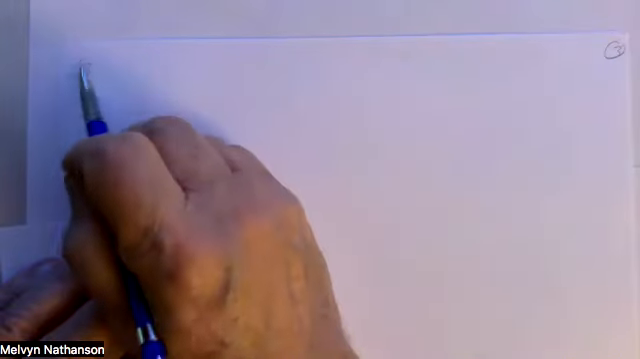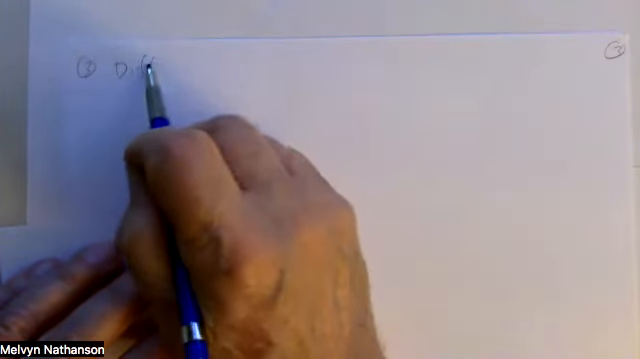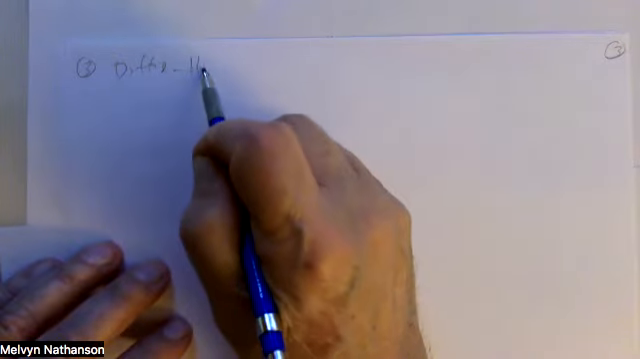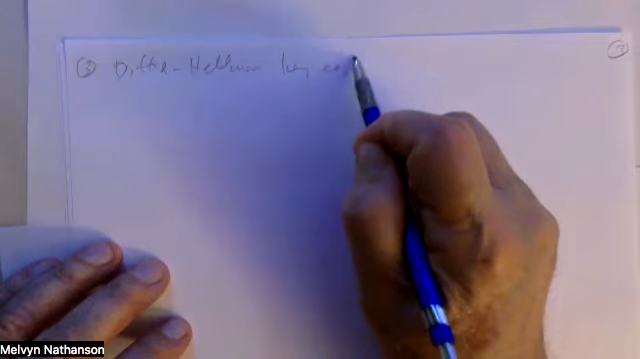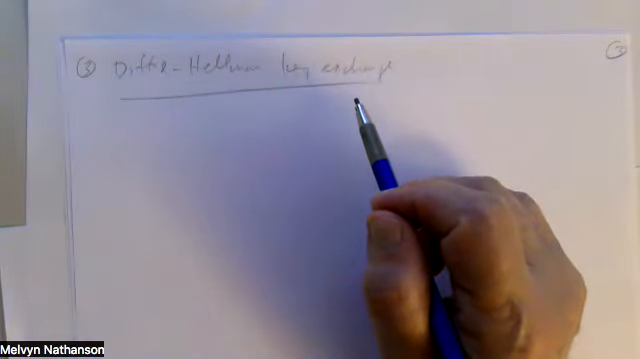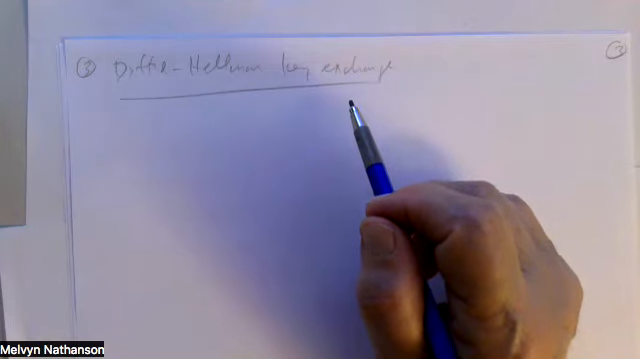What about problem 3? Problem 3 is Diffie-Hellman key exchange. So Alice and Bob, over a public channel of communication, have to end up with a key which only they know.